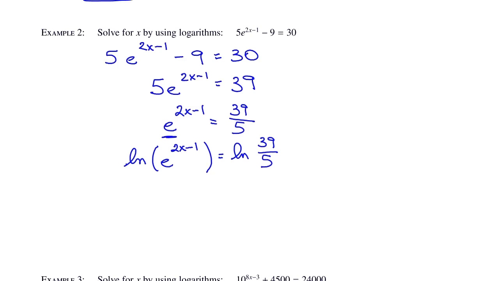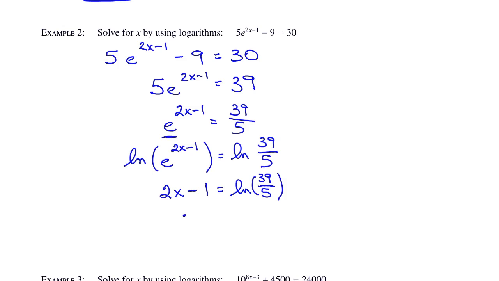Then we're going to use that property from above: the natural log and then e to a power gives us just whatever that power is. That is what that property is saying. This is because the natural log and e are inverses of each other. And then we keep going and solve this equation.